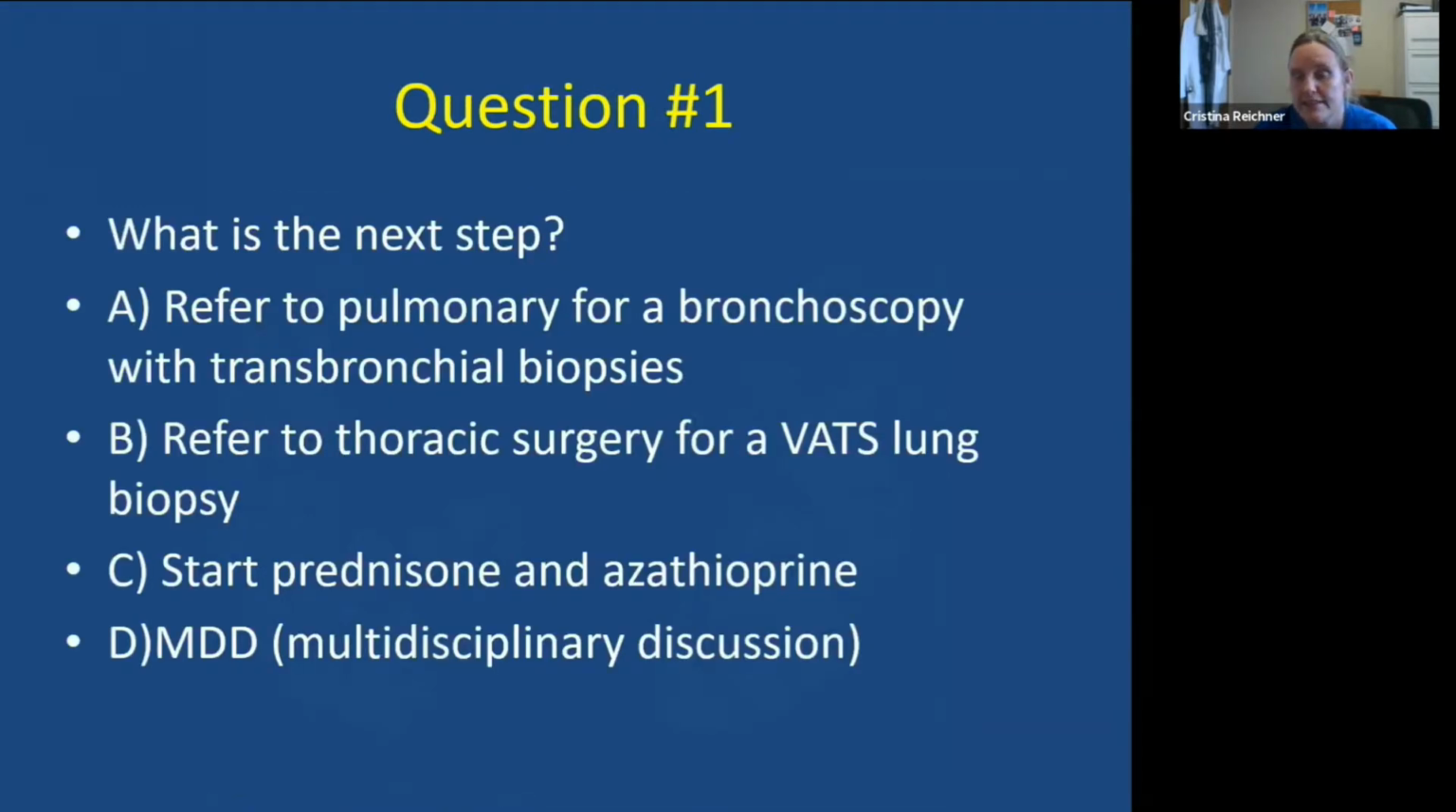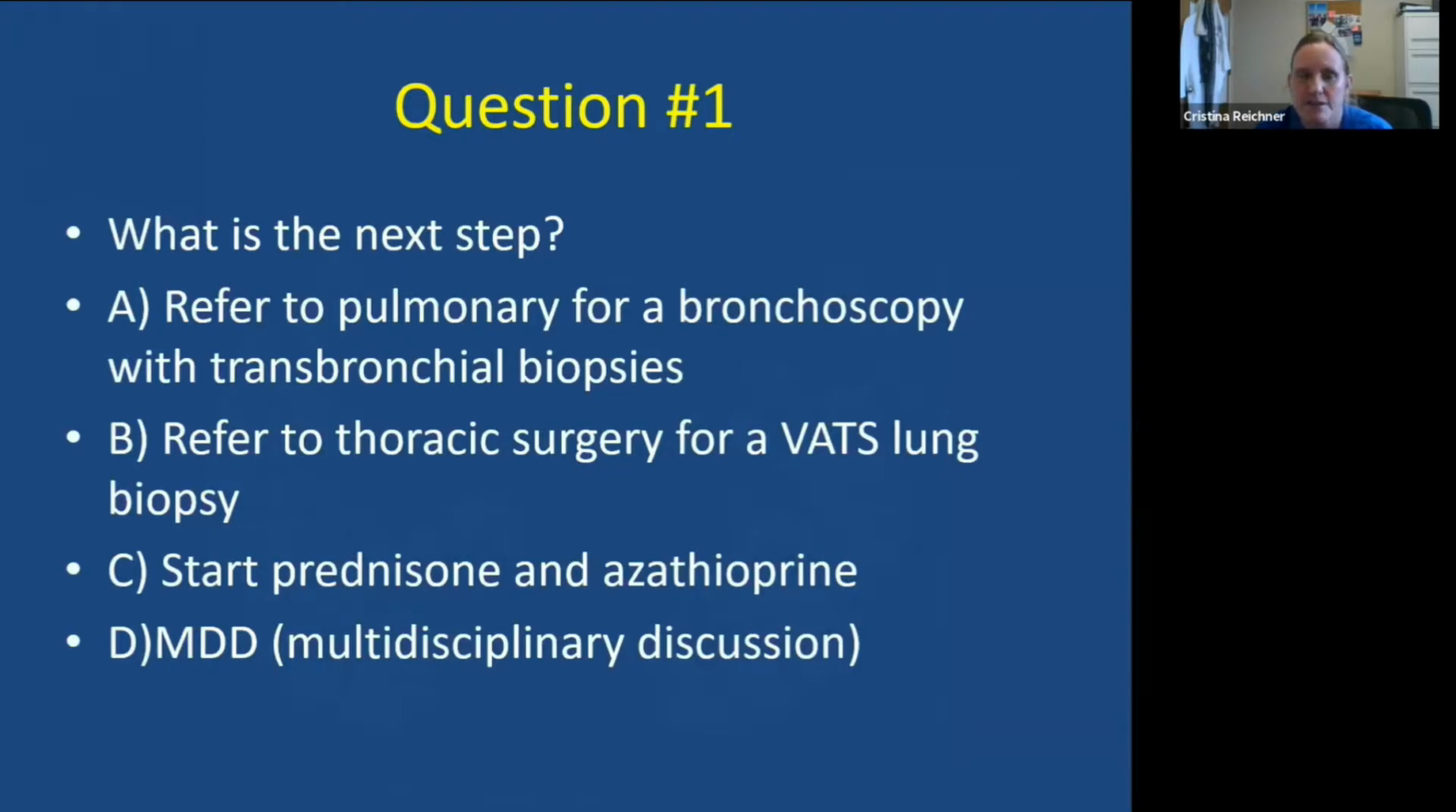So what would your next step be? And we'll just sort of think about it as I read out the options. You can refer him to pulmonary for a bronchoscopy with transbronchial biopsies. You can refer him to thoracic surgery to get a VATS lung biopsy because you want a bigger piece of tissue. You can start prednisone and azathioprine thinking that this is some inflammatory disease. Or you can refer him for a multidisciplinary discussion, a panel of pulmonologists, radiologists, pathologists, as well as rheumatologists.